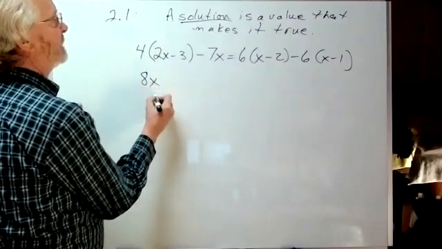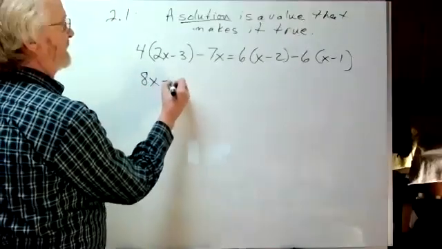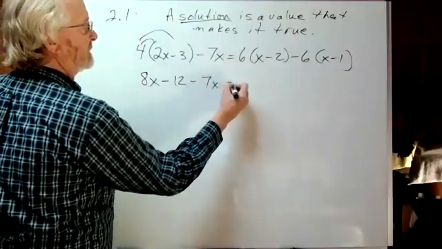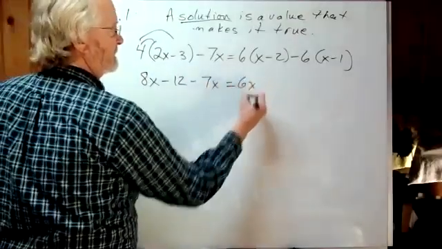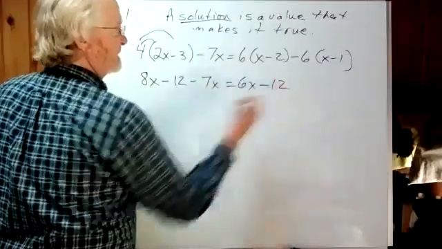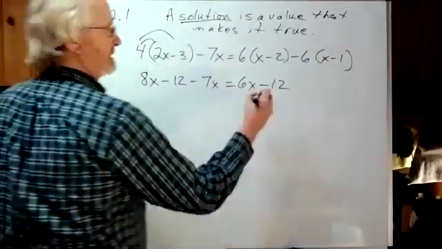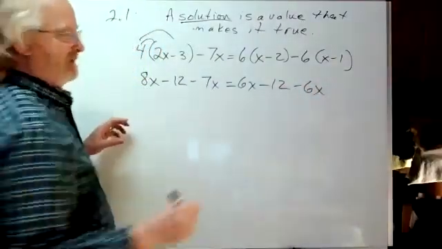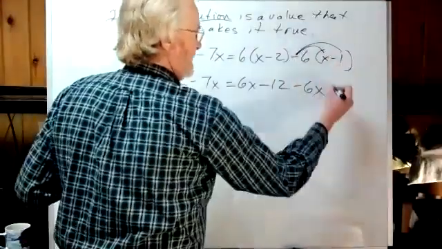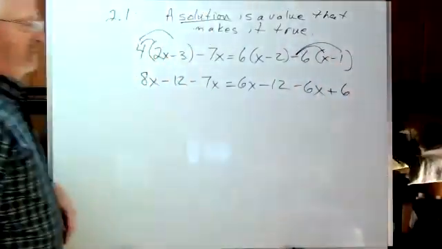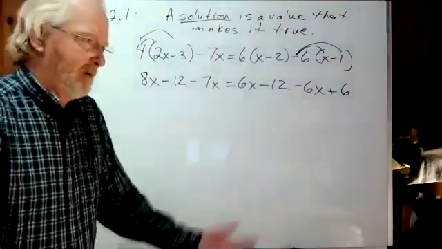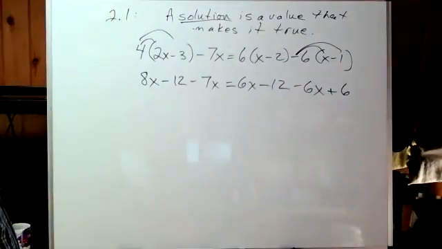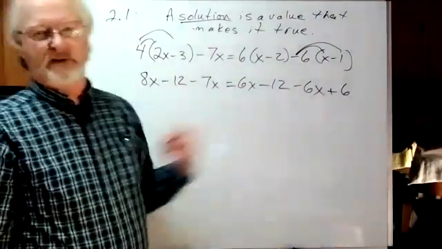8x minus 12, very good. Minus 7x equals 6x minus 12. Yes. Minus 6x plus 6. Plus 6. Good. Right. Minus this and minus minus. Good. Fortunately, we need to keep practicing distributing, don't we? Good. Very good. Now I have simplifying to do on both sides.